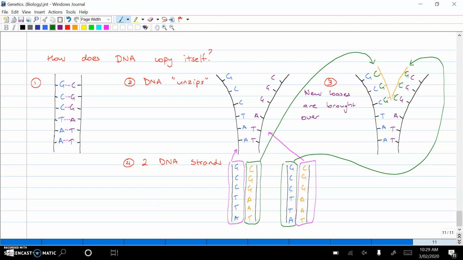So we've gone through how DNA copies itself, and in the next video, we're going to have a look at the two processes that the different cells undergo to copy themselves.